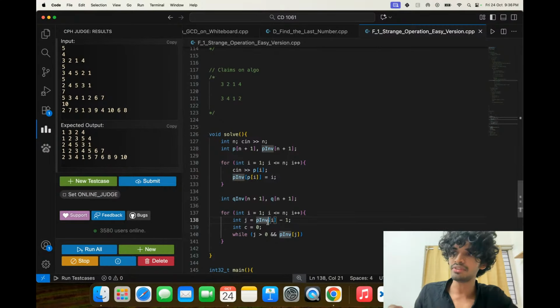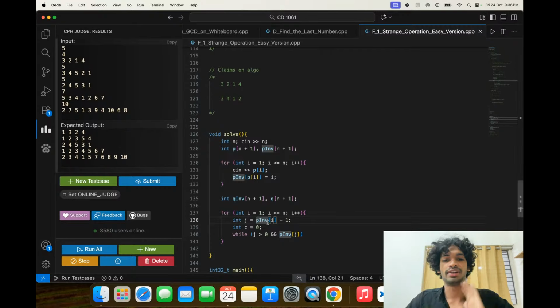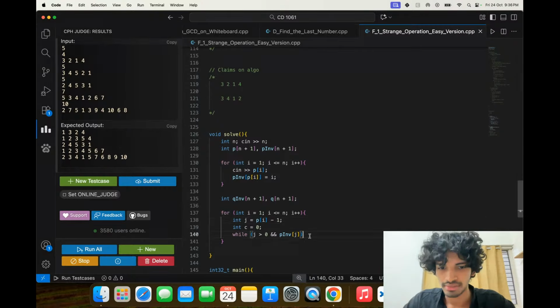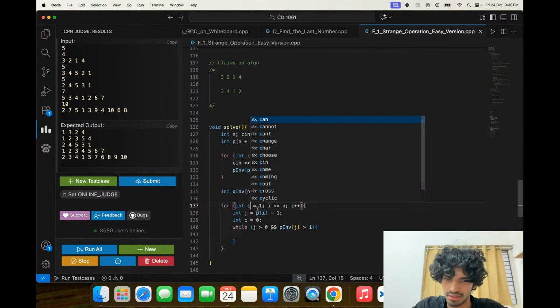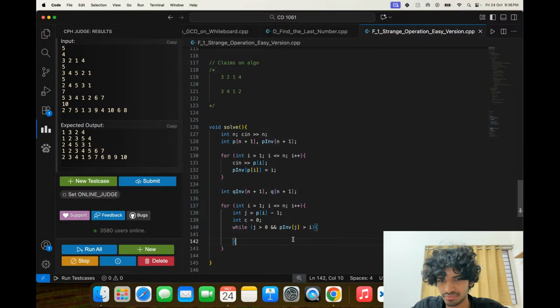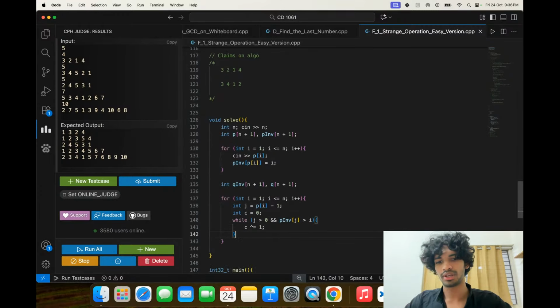So it is P inverse of J equals 1. J equals P of 1. So this is J. As long as P inverse of J is greater than I, I'll keep it V maybe. As long as the values are greater than I, I'll try to take this thing. Okay.